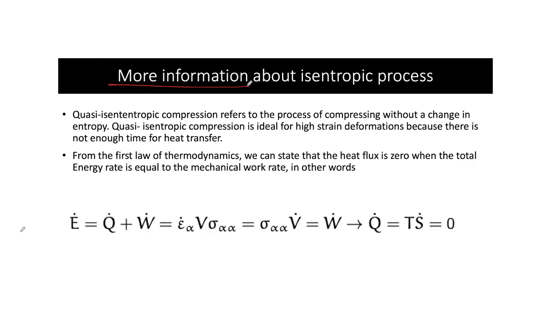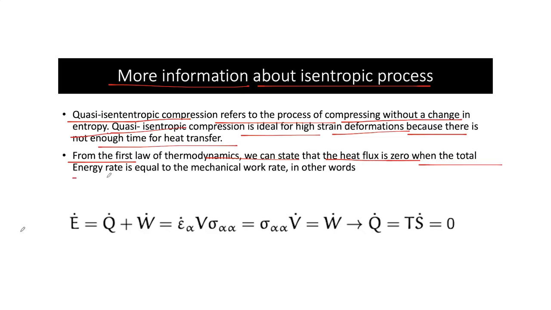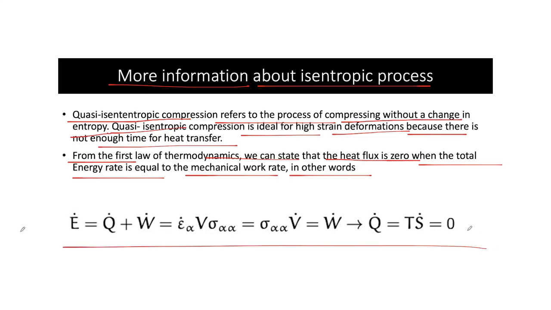So, going into more information about what a quasi-isentropic process is. Quasi-isentropic compression refers to the process of compressing without a change in entropy. Quasi-isentropic compression is ideal for high-strain deformations because there's not enough time for heat transfer. And here I'm explaining that from the first law of thermodynamics, we can state that the heat flux is zero when the total energy rate is equal to the mechanical work rate. In other words, here we have this definition. Okay, now I decided to explain this a little bit further.